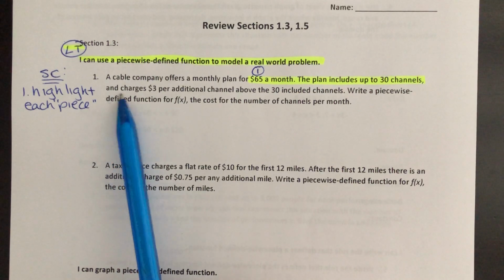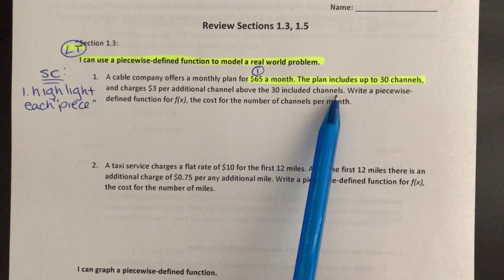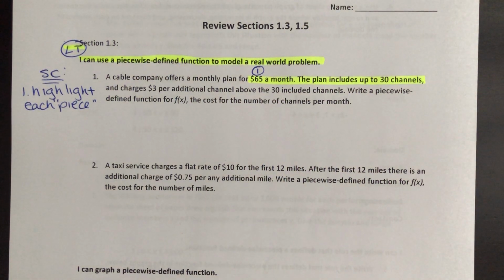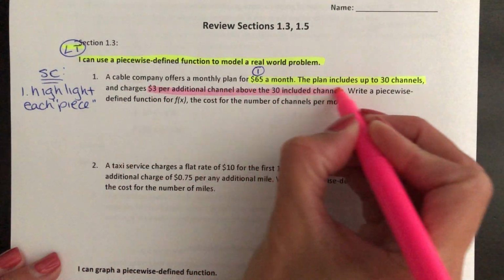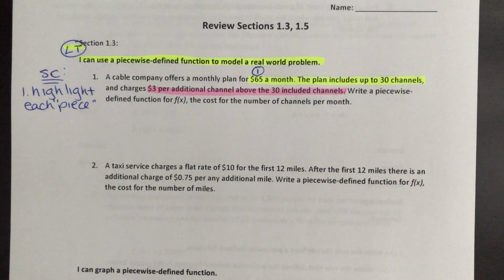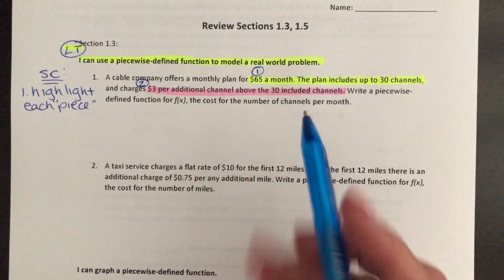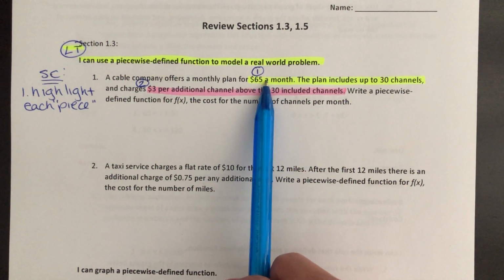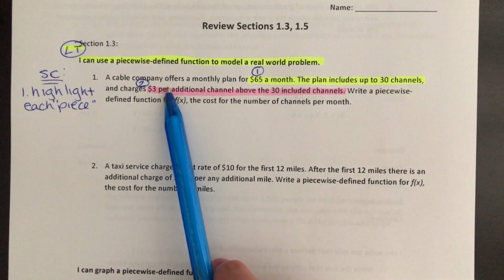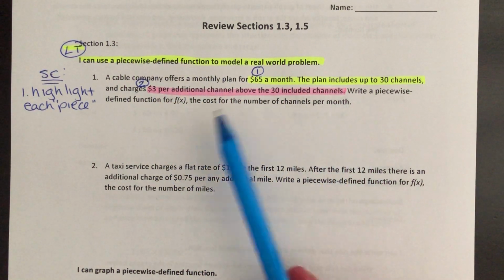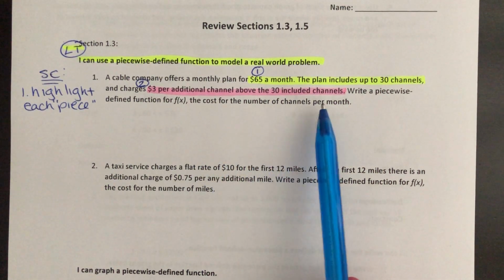So let's keep reading. And charges $3 per additional channel above the 30 included channels. So there's my second scenario, or my second piece. So if I go above 30 channels, greater than 30 channels, I still have to pay that $65, but now for each channel over the 30, I have to pay $3 per channel.